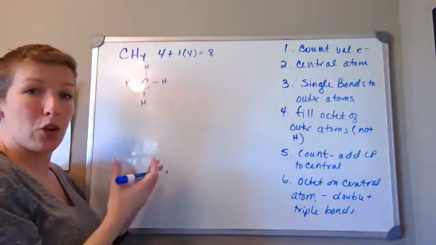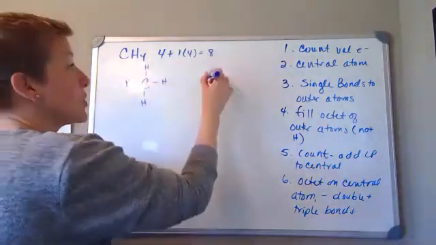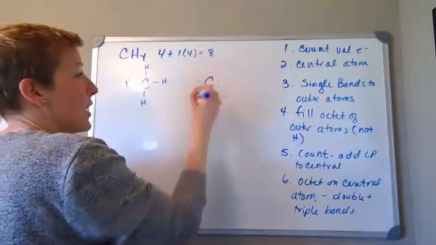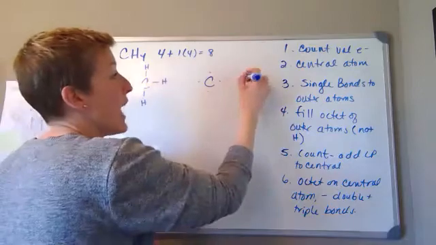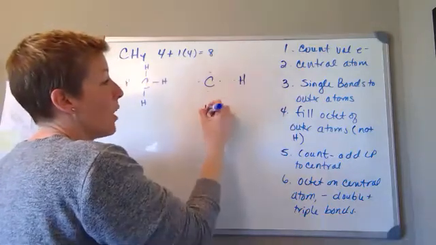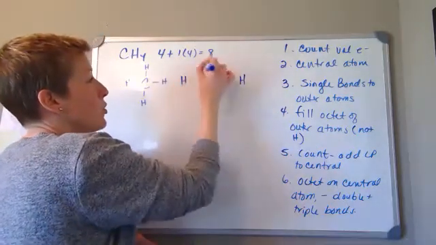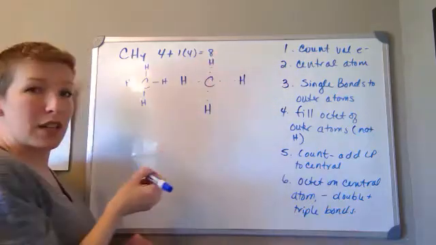Okay, so this would be a correct structure. Now, if you were just to look at the Lewis dot of this, right? This is what carbon looks like. It has 4 valence electrons, and then every hydrogen has 1. So you can kind of see what's gonna happen.